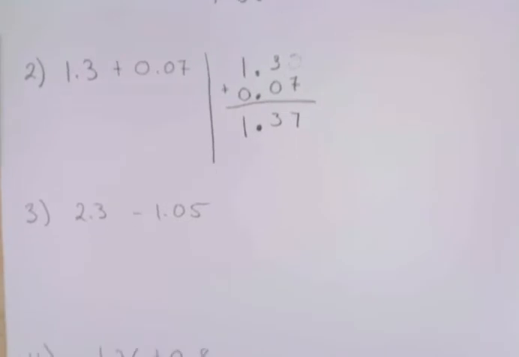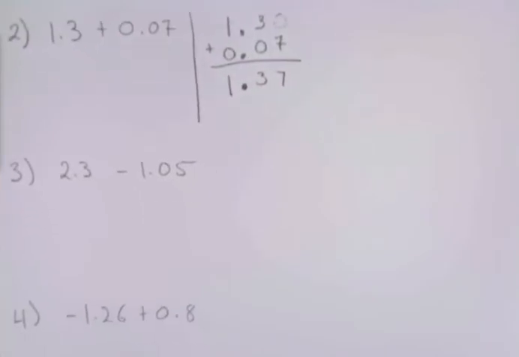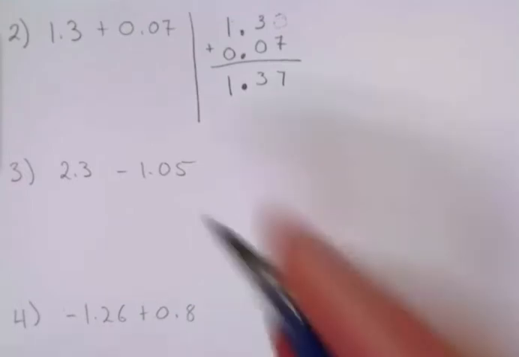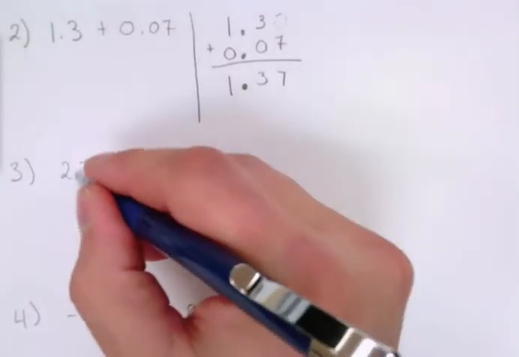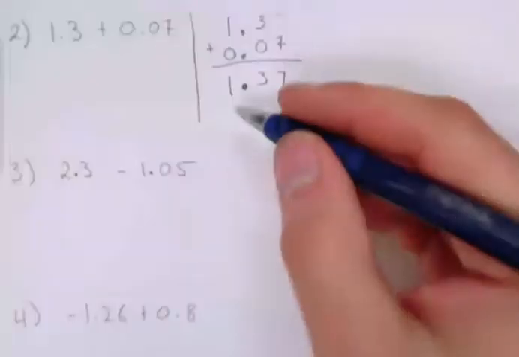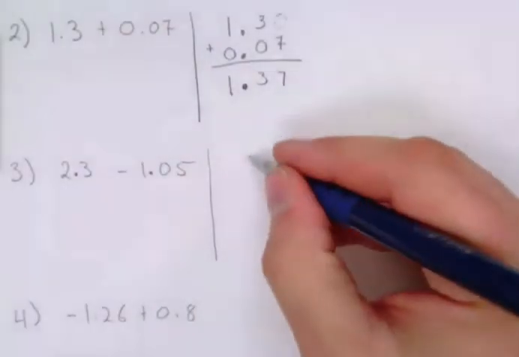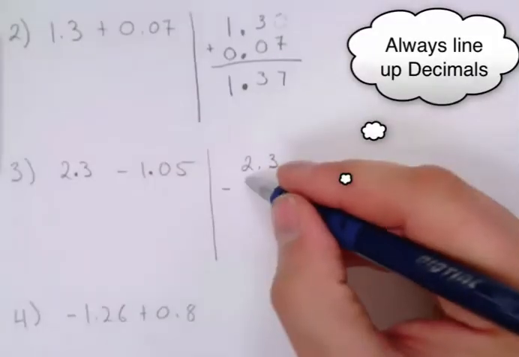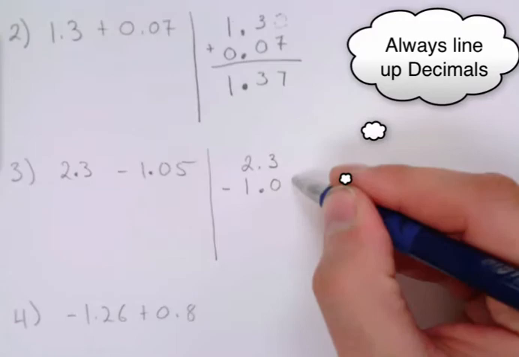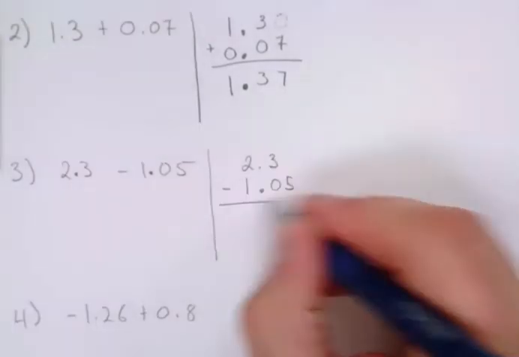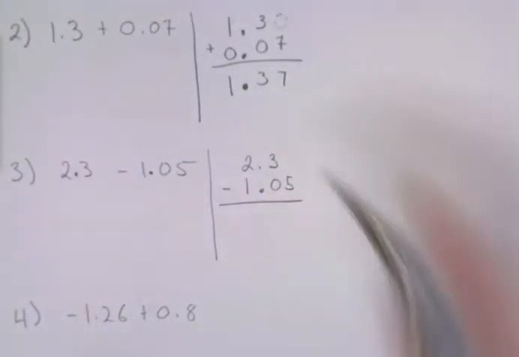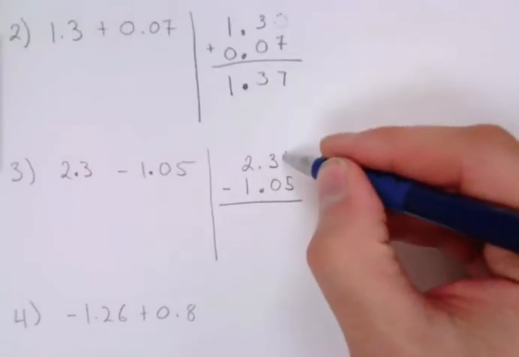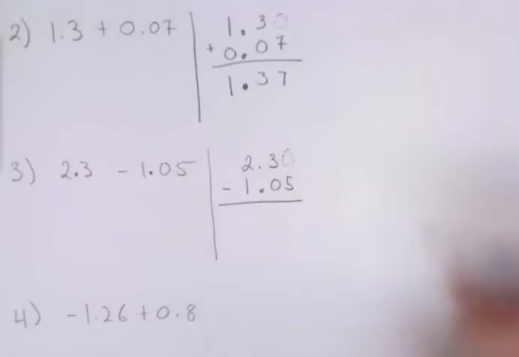Let's take a look at my third example. This one's going to be a subtraction. I have 2.3 subtract 1.05. Same idea here is we must line up my decimals. So we have 2.3. And we want to subtract 1.05. Now the problem with this one here is there's no number above the 5, so we're just going to put a 0 there. Okay, because 2.30 is the same as 2.3.